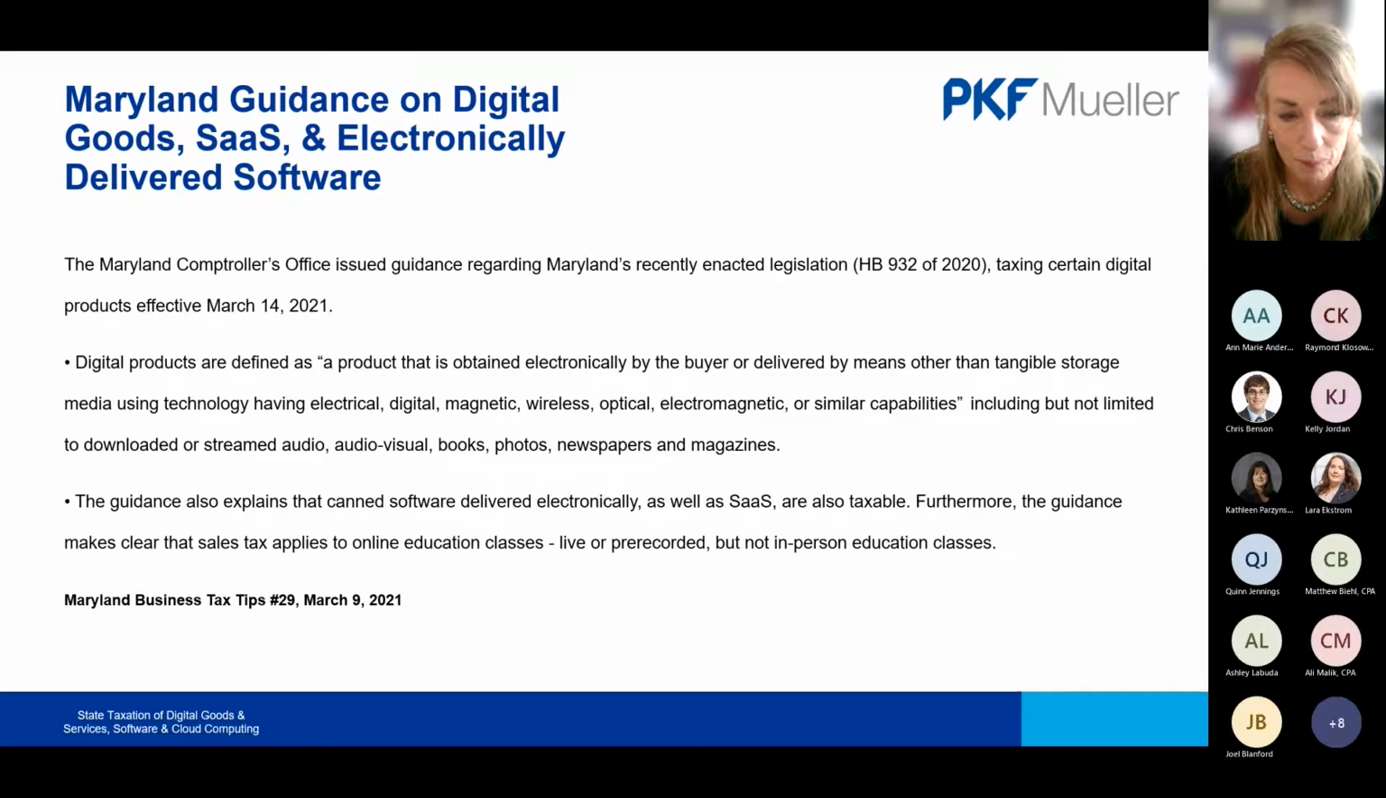And this is where they'll say a lot, including but not limited to downloaded or streamed audio, audio visual, books, photos, newspapers, magazines. Again, it's always the including but not limited to. They also explain that canned software delivered electronically as well as software as a service are also taxable. And they apply sales tax to online educational classes, live or pre-recorded, but not in person. That is a new or different one that we've seen in terms of education.